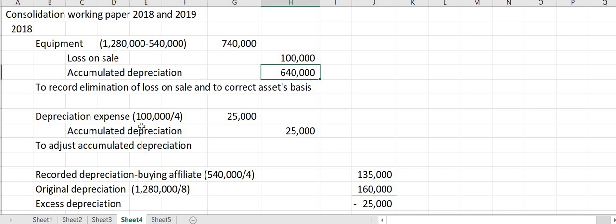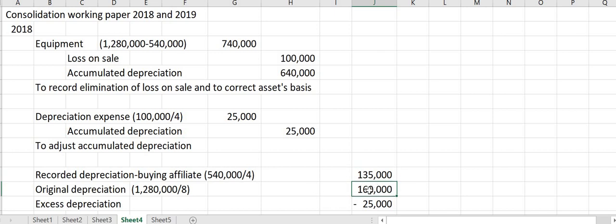So we'll debit depreciation expense, credit accumulated depreciation for 25,000. And then since the buying affiliate will record depreciation at its cost, at 540,000 divided by 4, that's actually 135,000. So the buying affiliate will record depreciation at 135,000. But the original depreciation is actually 160,000.